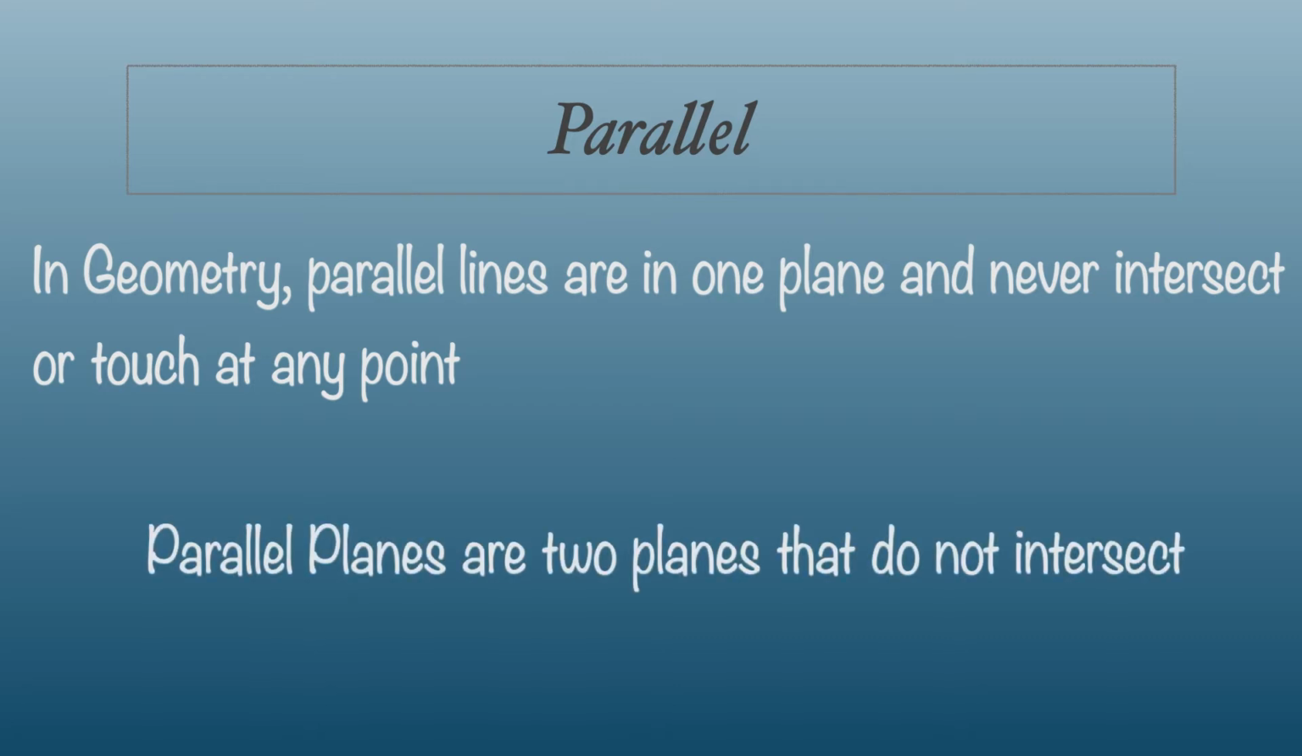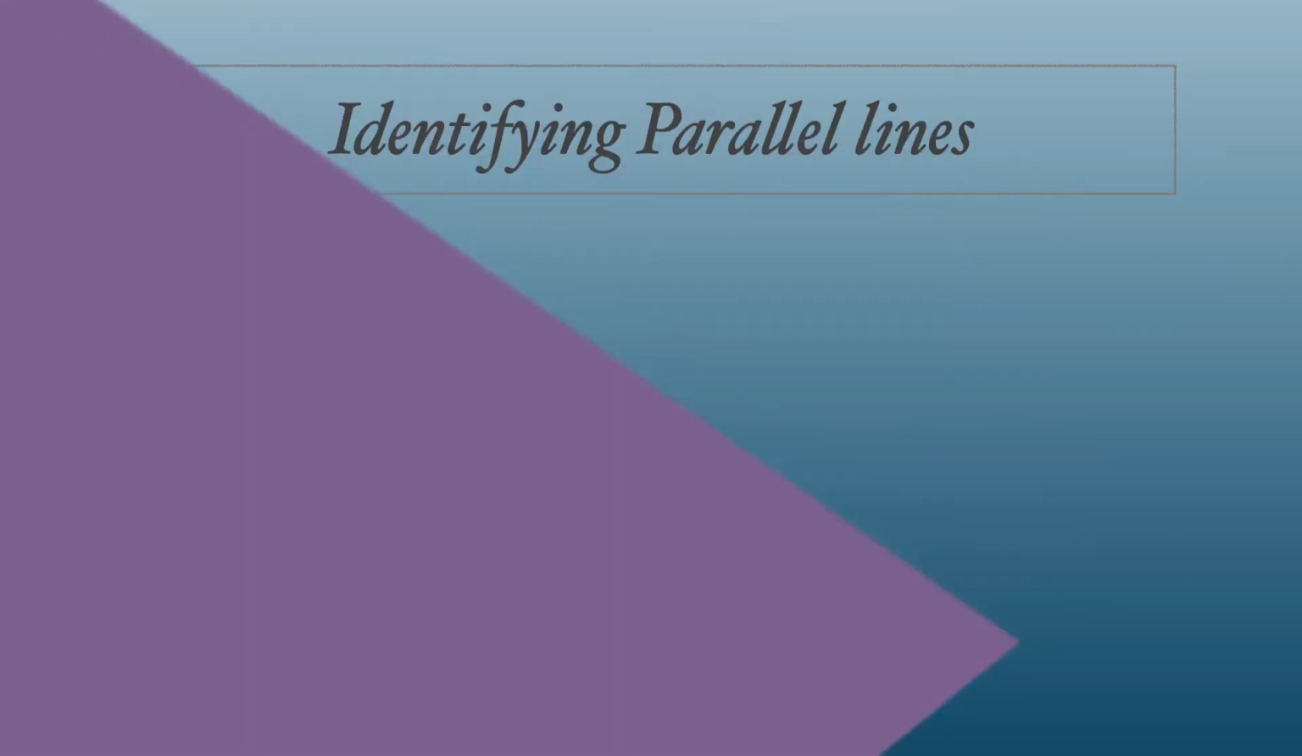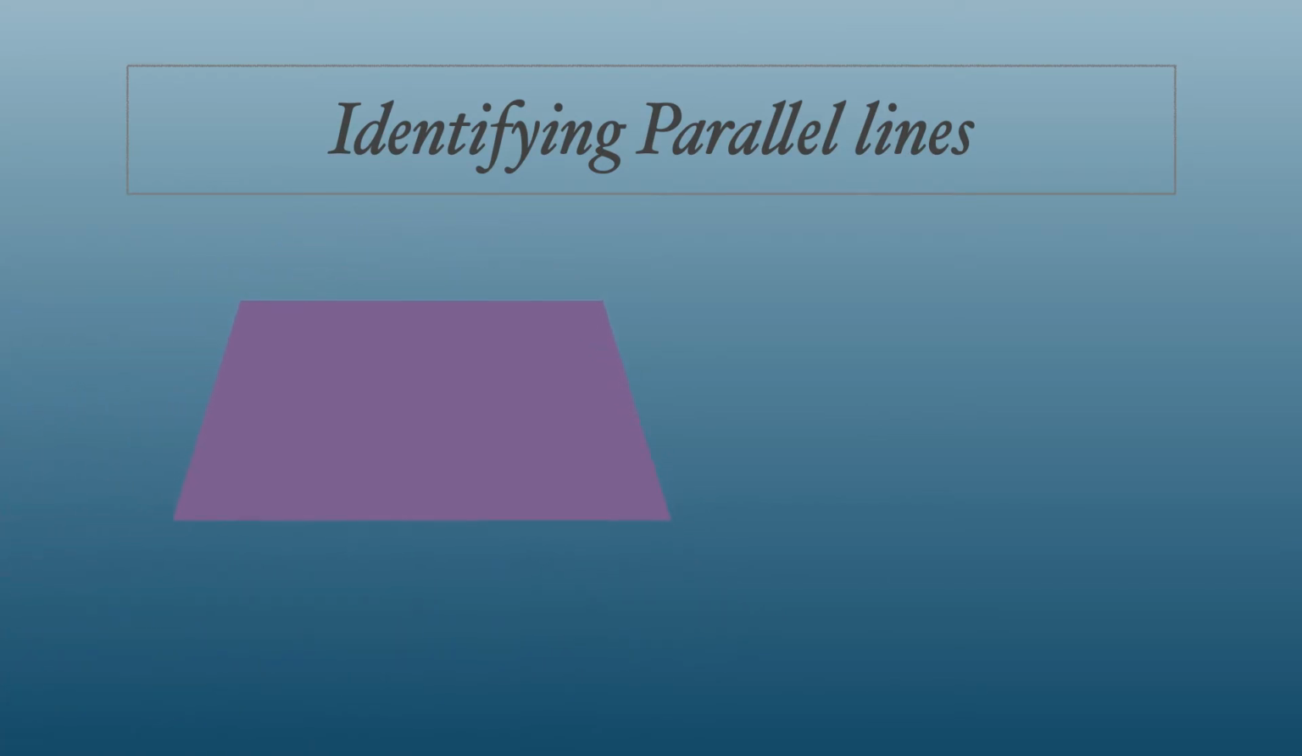The same for parallel planes, two planes that never ever intersect. Your floor and your ceiling are parallel planes. Two opposite walls are parallel planes. When we're drawing them in geometry, we mark them with little triangles.